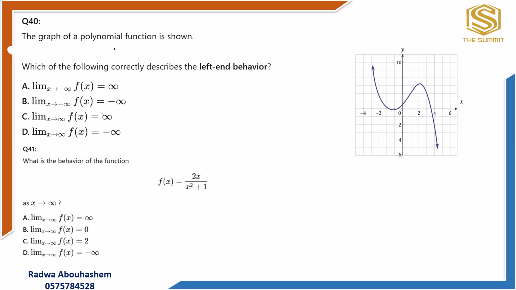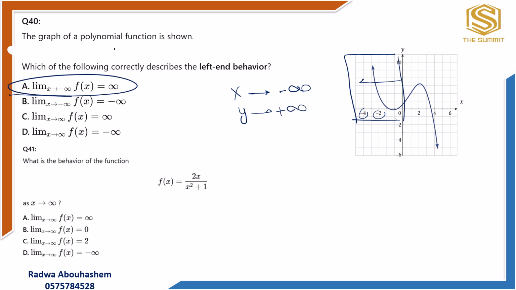The graph of the polynomial function is shown. Which of the following correctly describes the left end behavior? So I have to describe this part. When x is negative, the y is positive, or the function of x is positive, or it goes to infinity. So here's the answer.